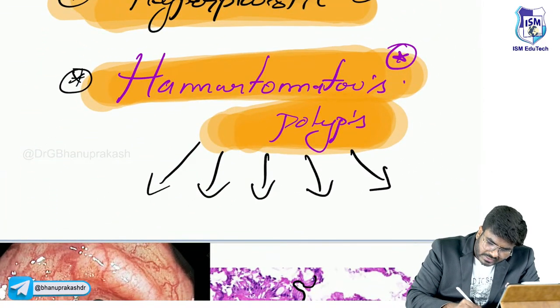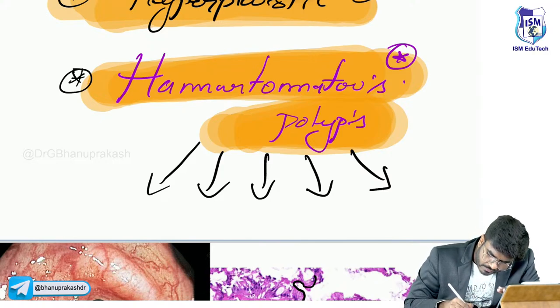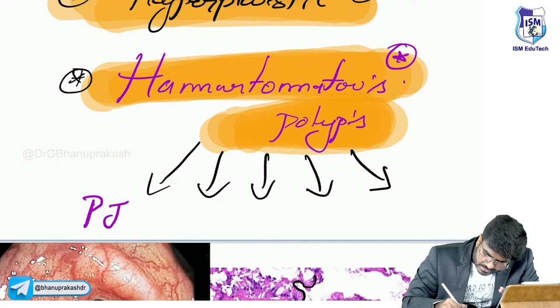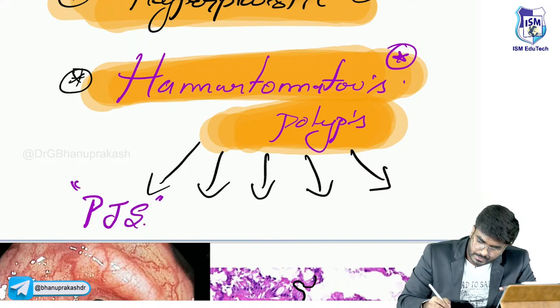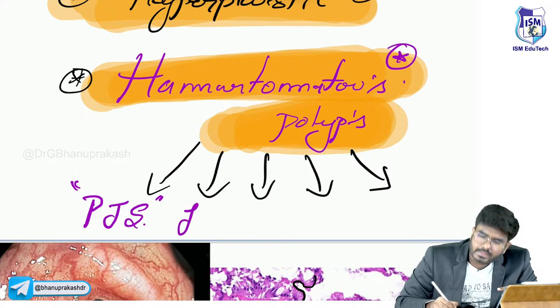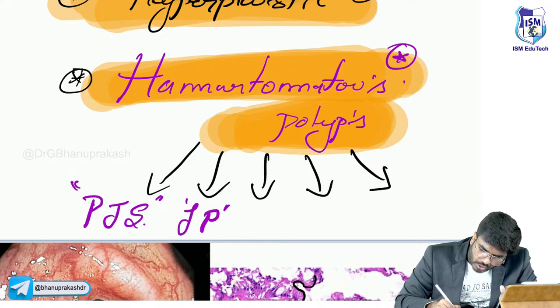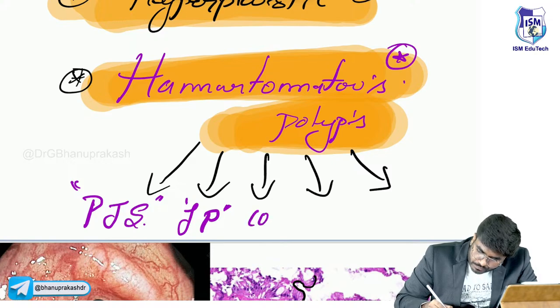Now, hamartomatous polyps. Just tell me, what are the three conditions in which hamartomatous polyps are seen? First, Peutz-Jeghers syndrome, with mucocutaneous pigmentation, don't forget. Second, juvenile polyposis or juvenile rectal polyp, with SMAD4 gene mutation. The last one, Cowden syndrome.